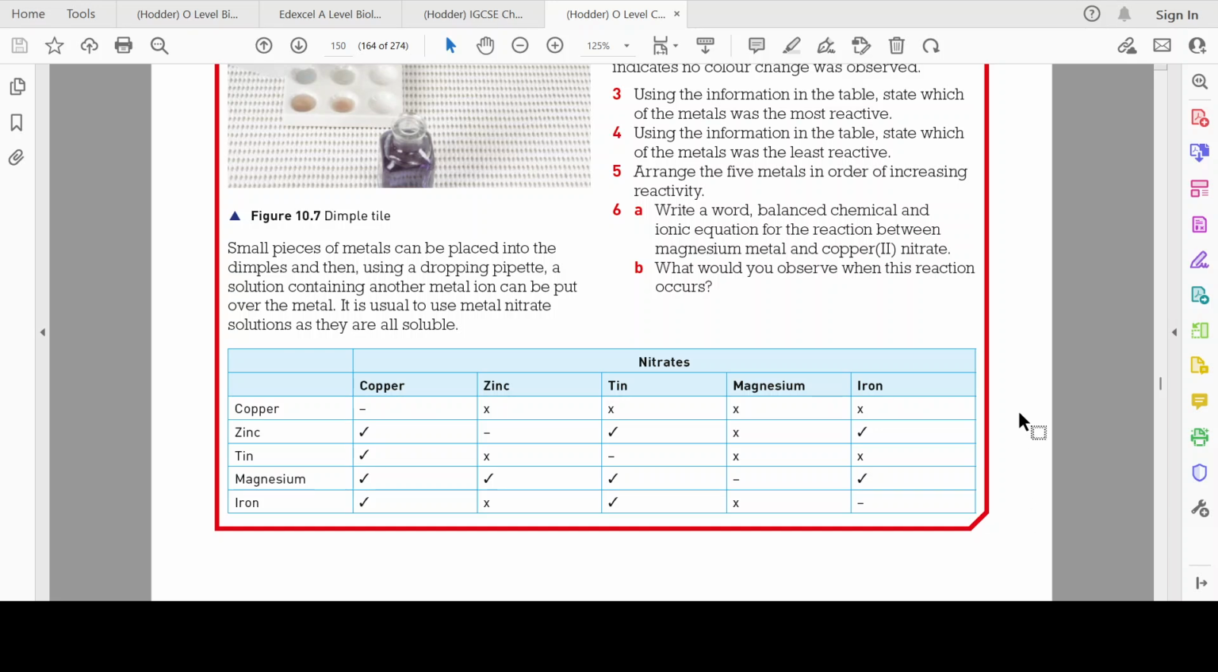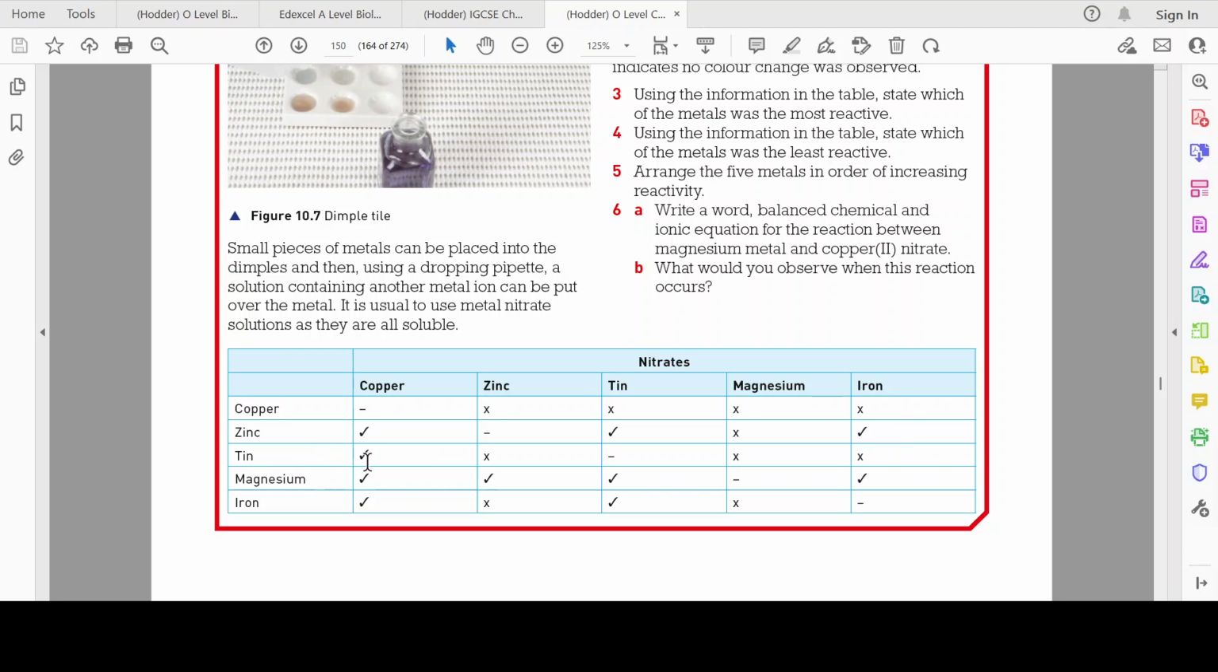All right? And you've got zinc. Added copper nitrate. Was there a color change? Yes. You added zinc nitrate. Nothing happened, obviously. It's zinc itself, right? It's not going to react with itself. It's not that a color change didn't happen, the reaction just didn't happen. Tin, there was a color change. So zinc is more reactive than copper. Zinc is more reactive than tin. Magnesium, no color change, so zinc is less reactive than magnesium. Iron, you do have a color change, so it is more reactive than iron.